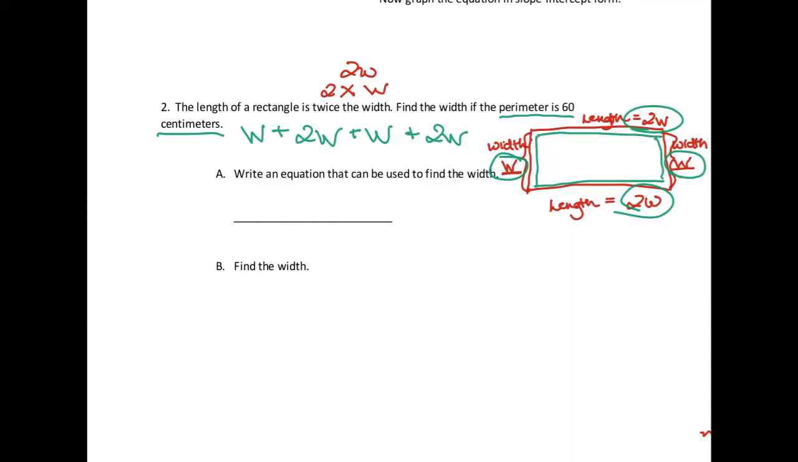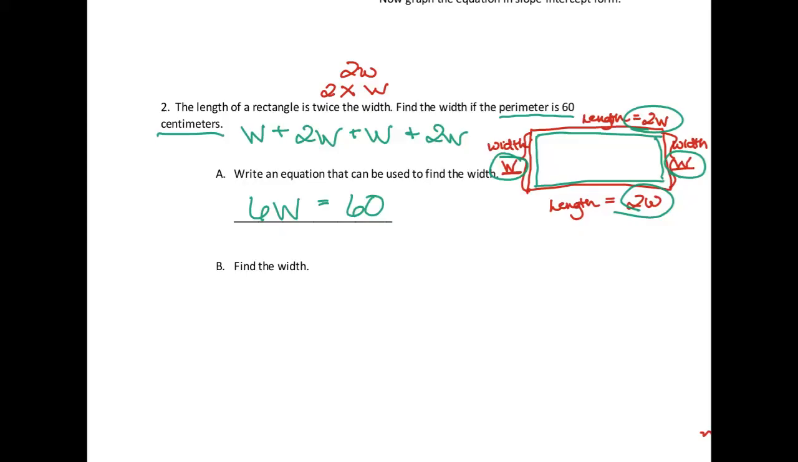Those are all like terms. So how many W's do I have altogether? 6W. So write an equation that can be used to find the width. My equation is going to be that perimeter, all those sides together, 6W is equal to 60. Okay? 6W is equal to 60. Does everybody understand where I got that from?